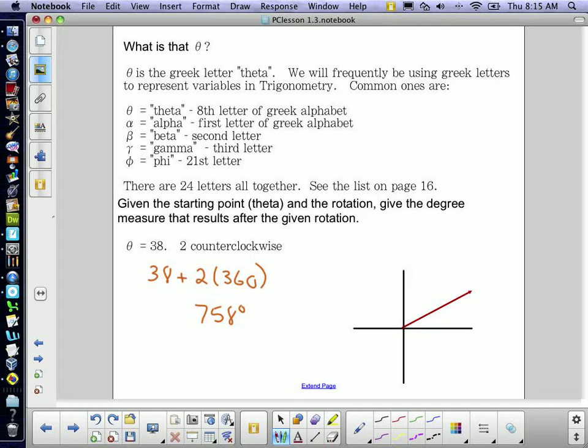So you'll have problems that look like this. They give you an initial angle, they give you a rotation. It might not be a whole number of rotations. It might be 1.5 rotations counterclockwise. Then you'd add 540 degrees, wouldn't you? It was 1.5. The only thing you have to decide is if you're adding or subtracting the number. Counterclockwise, we're going to add it. Clockwise, we'll subtract it. Pretty simple.